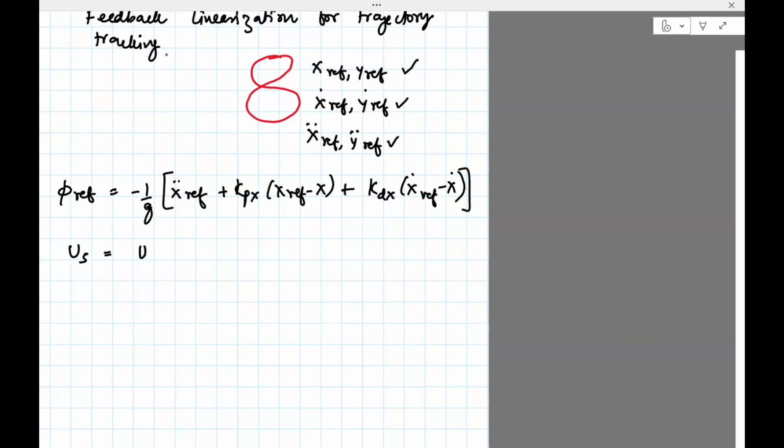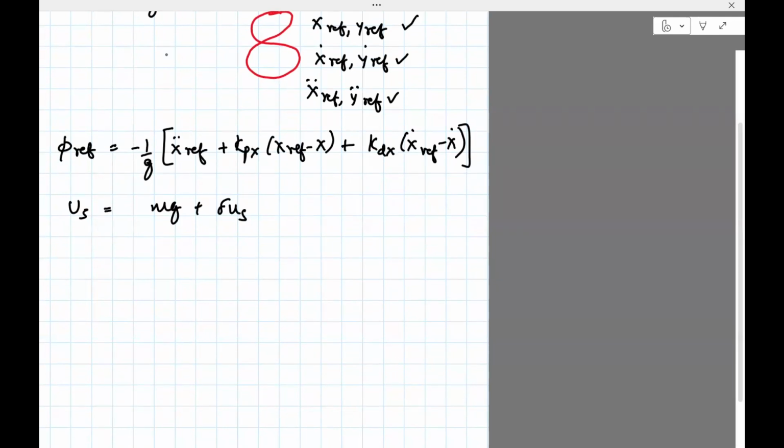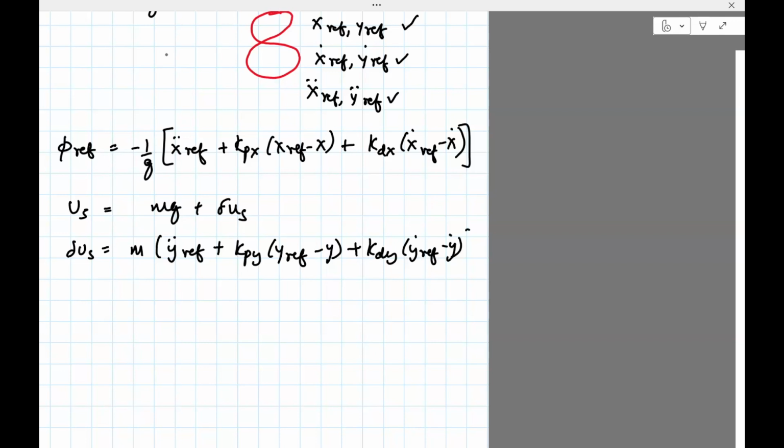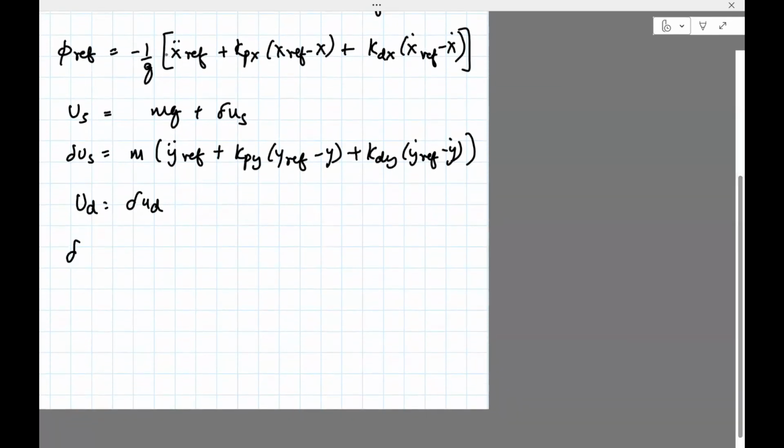Then we have a control for US, which will be mg plus delta US. mg takes care of the hover part, but delta US is basically the feedback controller. It is going to be m y double dot ref plus kpy (y ref minus y) plus kdy (y dot ref minus y dot). And then finally, ud will be delta ud, and this delta ud is minus kd phi times phi dot minus kp phi times (phi ref minus phi).